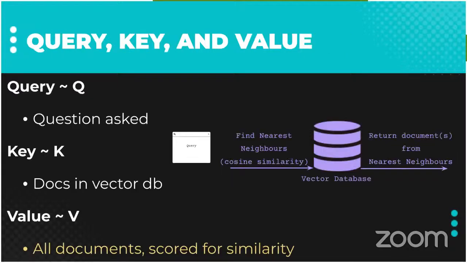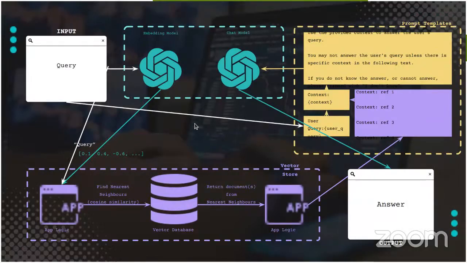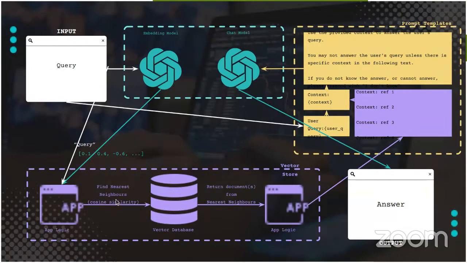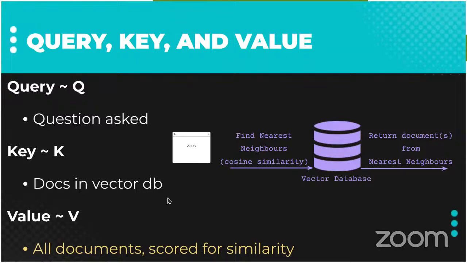So what's happening is that you have a query, right? And it's going to be converted to a vector. And that vector is now going to be used to search in the database: what are the similar things to this query? And it's now going to return that to you, right? So from here, you see the Q is the query, the question asked. K, the key, is all the documents in the vector database, and values are the documents that are returned based on their similarity.